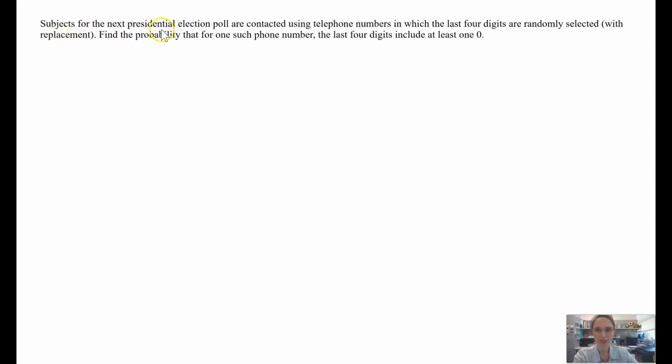Subjects for the next presidential election poll are conducted using telephone numbers in which the last 4 digits are randomly selected with replacement. Find the probability that for one such phone call, the last 4 digits include at least 1 zero. So we have 4 spaces, 1, 2, 3, 4, right? Last 4 digits are randomly selected.